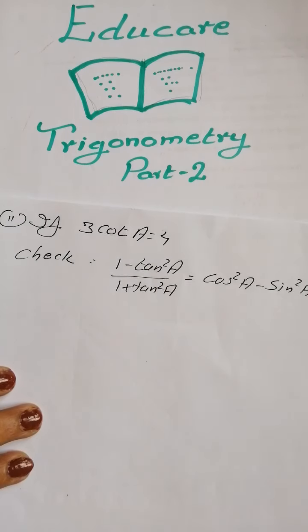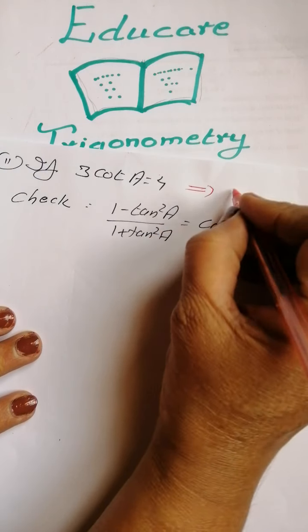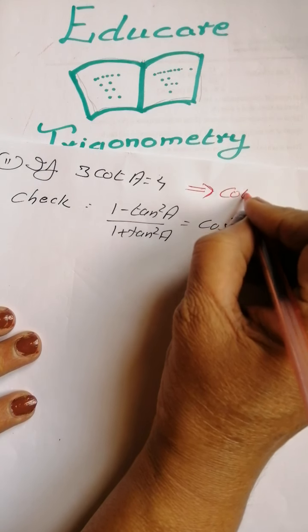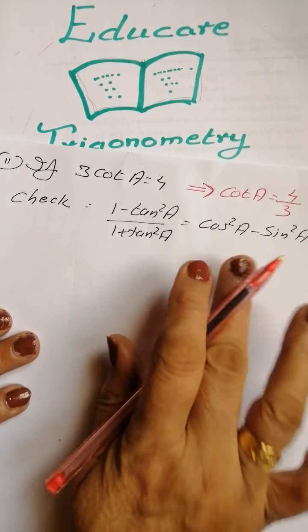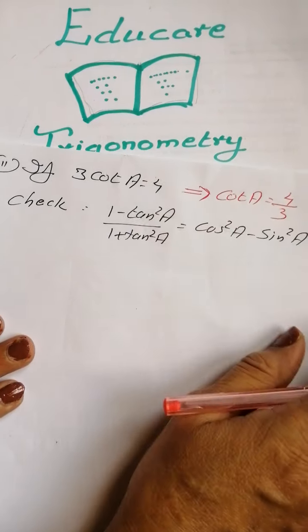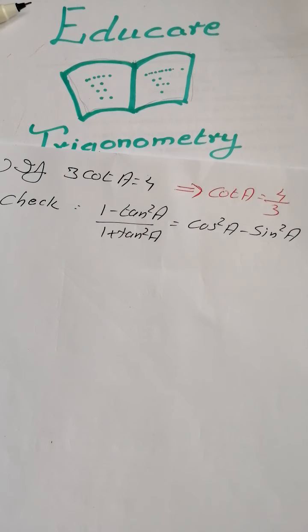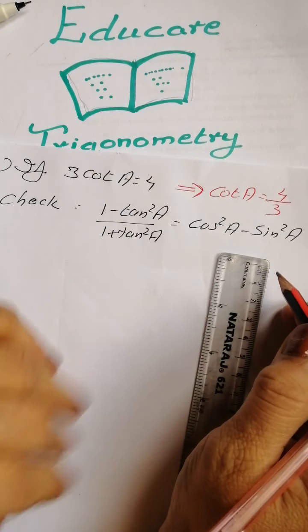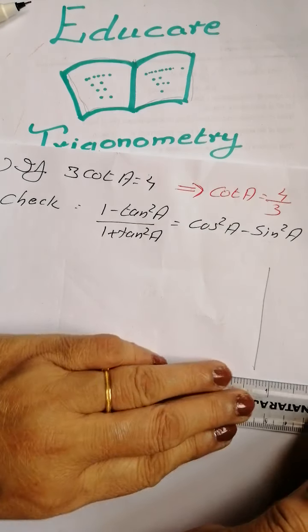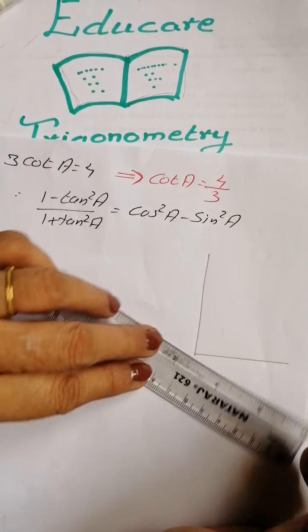One thing I will make clear here. This you can write as cot A equals 4 by 3. This one you make it like this, so it will be easy for you. Now what's the first rule? Yes, making a right triangle. So we are making a right triangle. And one more thing you have to concentrate on. What is that?